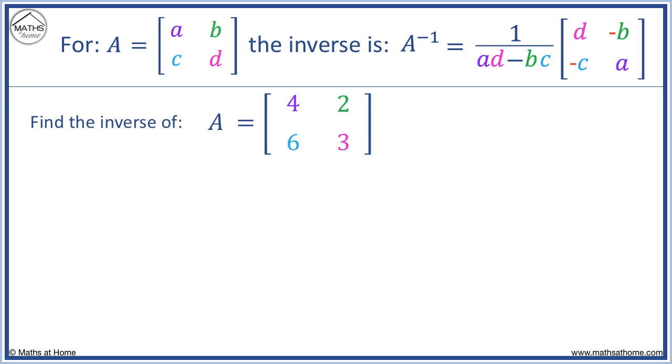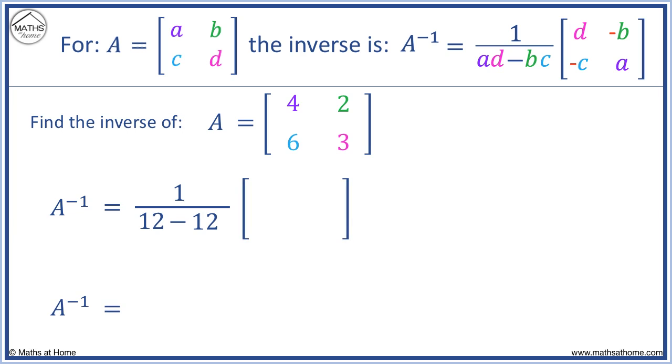Here is our final example. We have 1 over 4 times 3, which equals 12, minus 2 times 6, which equals 12. Now, we would then have a matrix. However, we can see that 12 minus 12 equals 0.